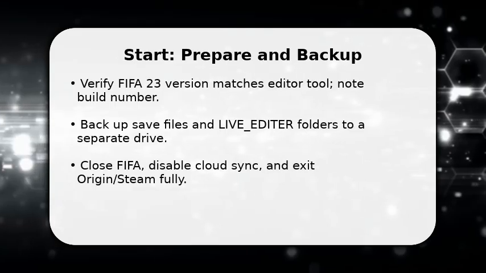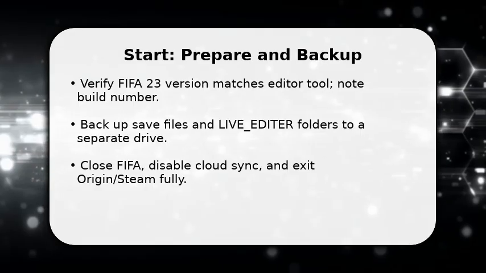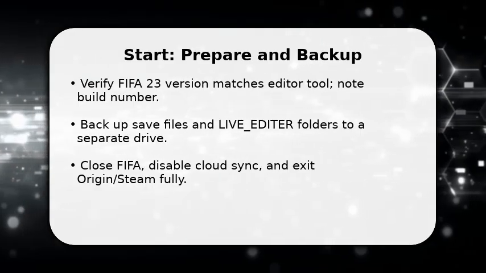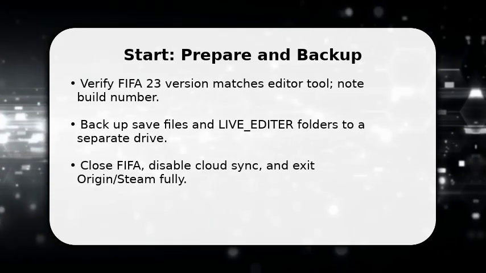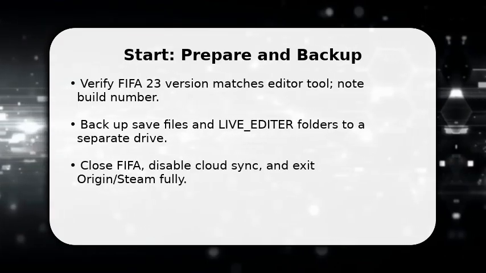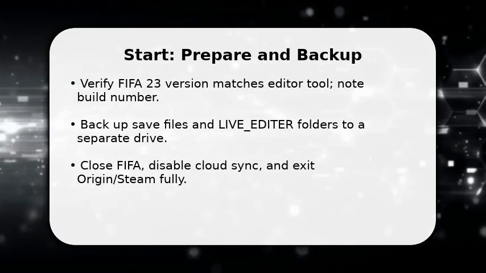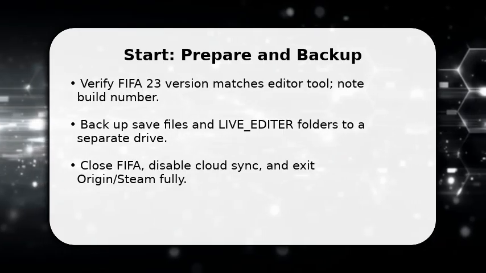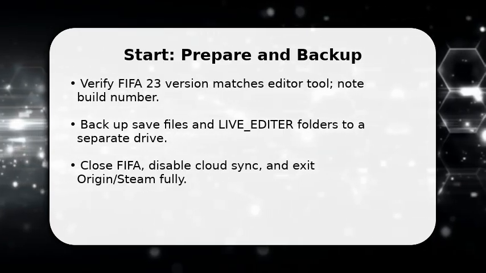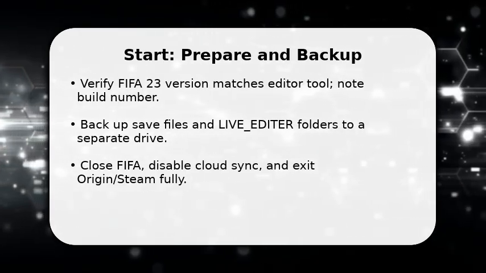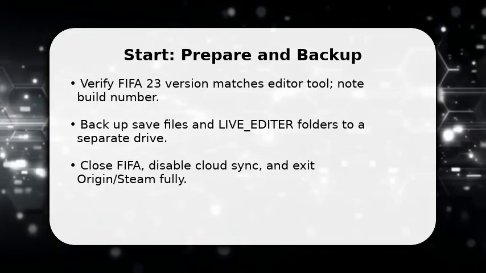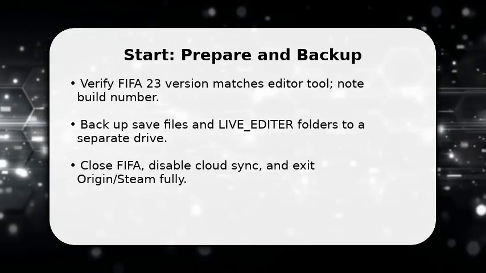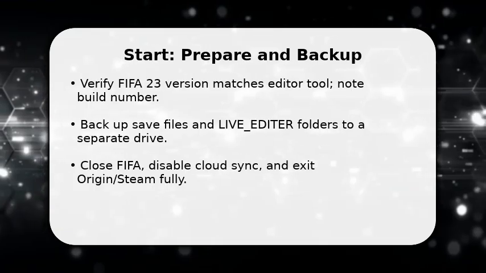You start by protecting your progress. Immediately back up your saved squads and the Live Editor folder to an external location so you can revert if needed. Once done, confirm your FIFA 23 build number so the editor you use matches the game. Mismatches break edits. Next, close FIFA and the launcher and disable Cloud Sync so no online save overwrites local changes. This ensures a stable baseline.